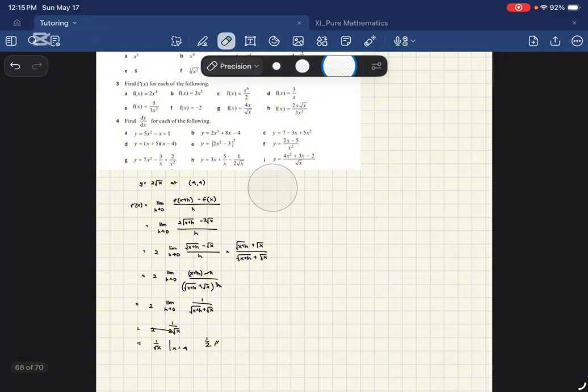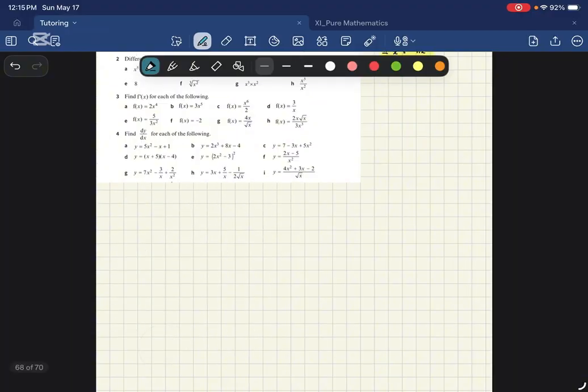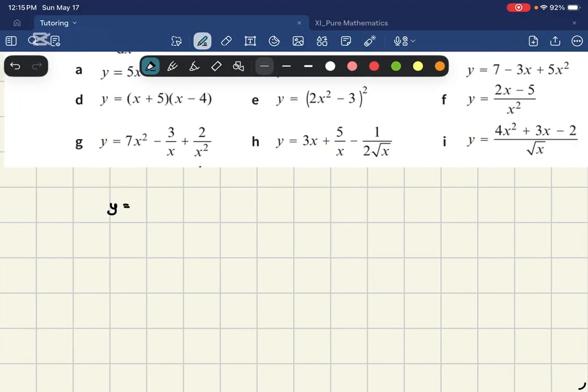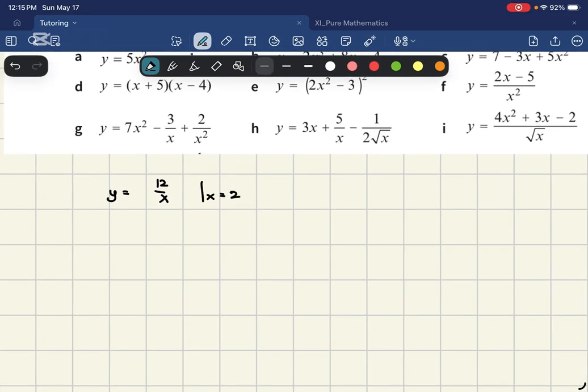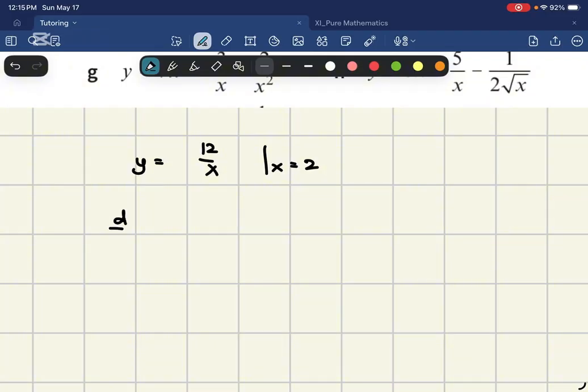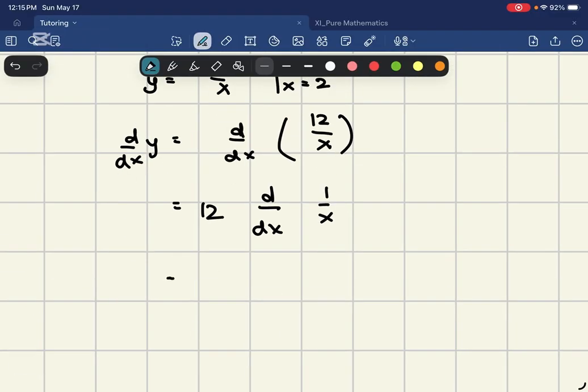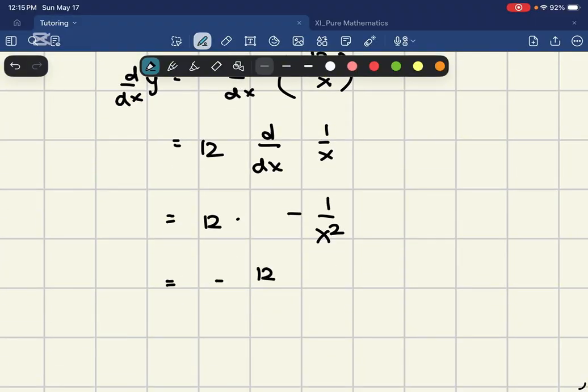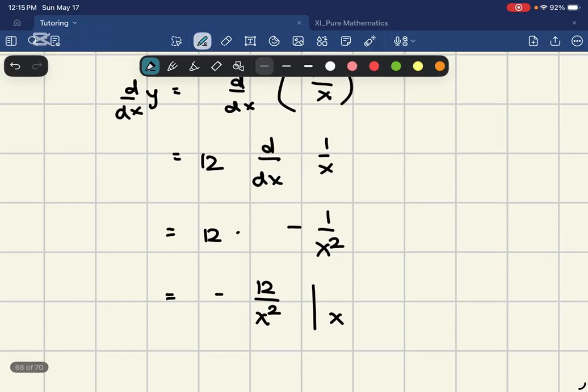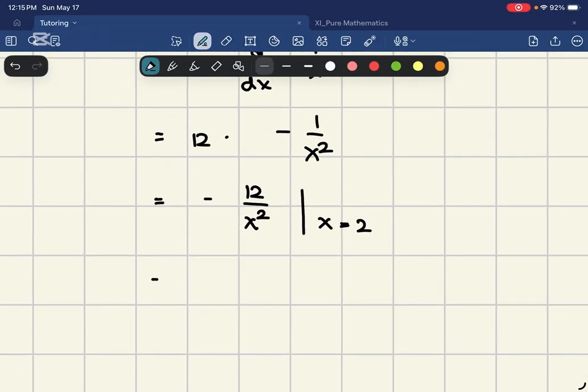And finally, we have y is equal to 12 over x at x is equal to 2, 6. So x is 2. So dy by dx of 12 over x, we can factor the constant 12 out, 1 over x. Now remember the formula I gave you. It's going to be minus 1 over x squared. So minus 12 by x squared, and then you substitute x is equal to 2. So minus 12 by 4 is minus 3.